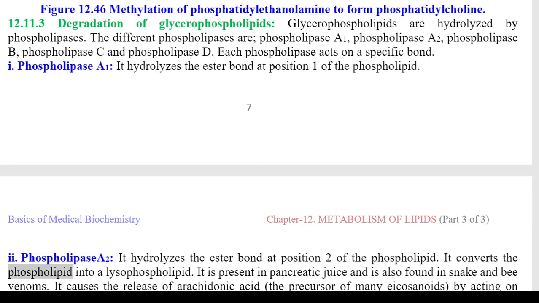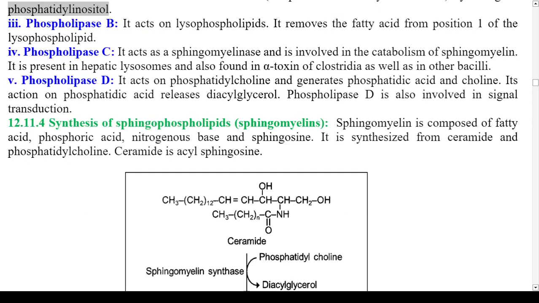It converts the phospholipid into a lysophospholipid. It is present in pancreatic juice and is also found in snake and bee venoms. It causes the release of arachidonic acid, the precursor of many eicosanoids, by acting on phosphatidylinositol. 3. Phospholipase B acts on lysophospholipids. It removes the fatty acid from position 1 of the lysophospholipid.